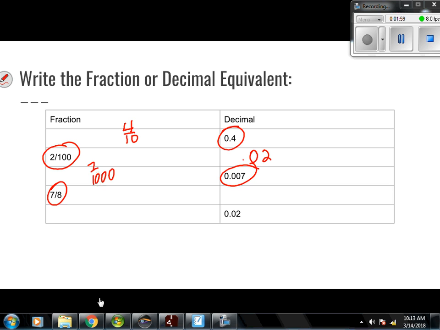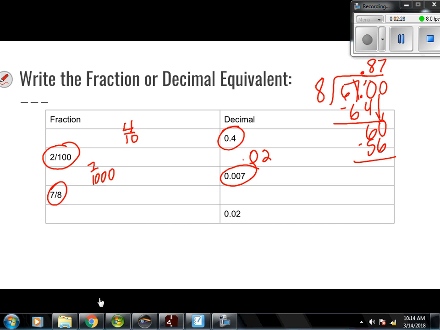When we convert a fraction to a decimal, we put the top number in the box and divide, add a decimal and a 0. Okay? 8 will go into 70. 8 times 8 is 64. 70 minus 64 is 6. I have to add a 0, bring it down. How many times will 8 go into 60? 7 times. 8 times 7 is 56. 60 minus 56 is 4. Add a 0, bring it down. How many times will 8 go into 40? 5, right?